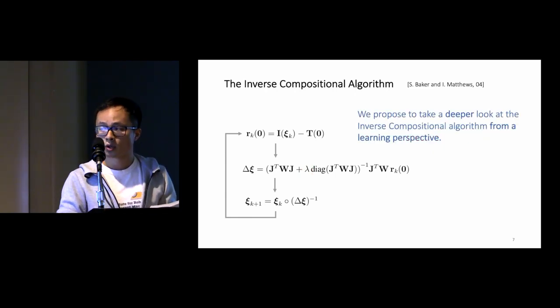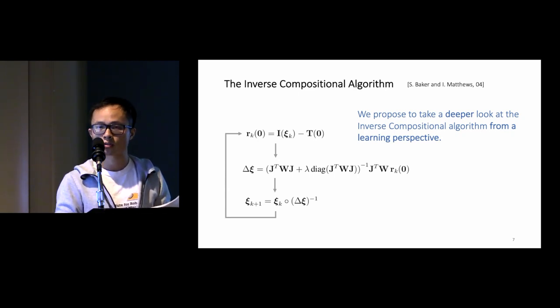In this work, we will take a deeper look at the inverse composition algorithm and see how we can address these challenges using learning.